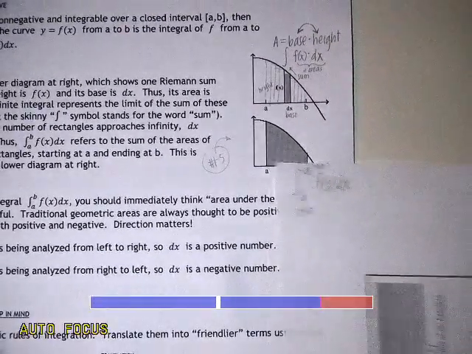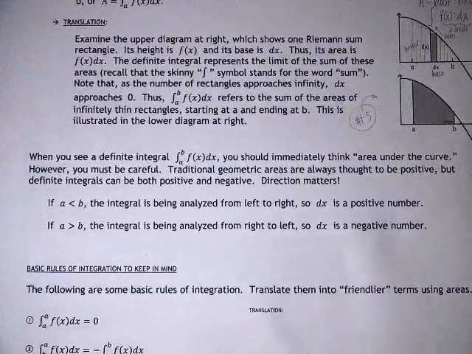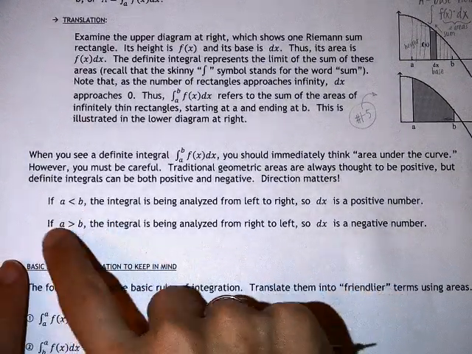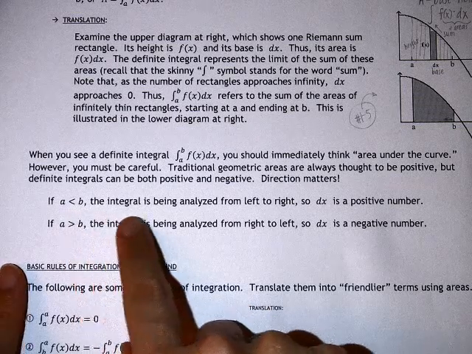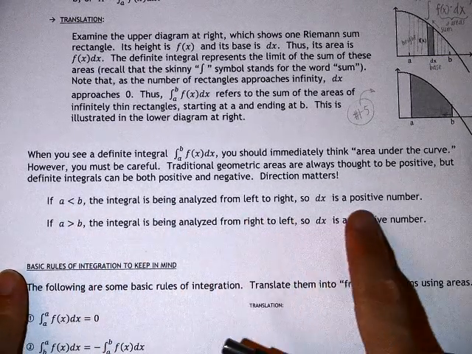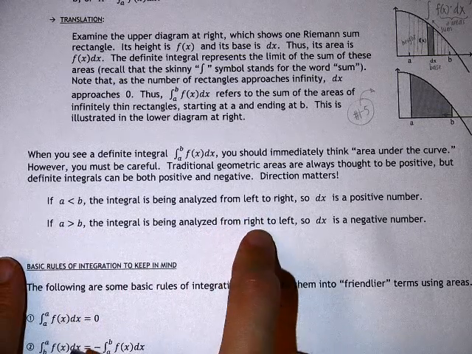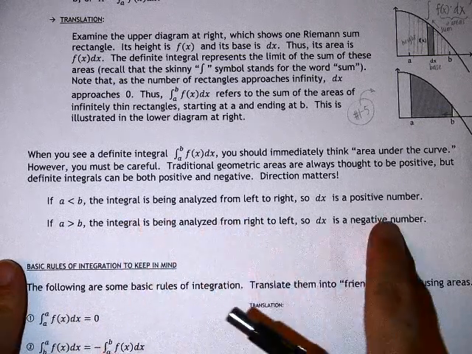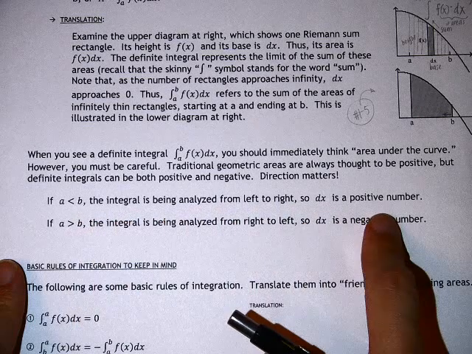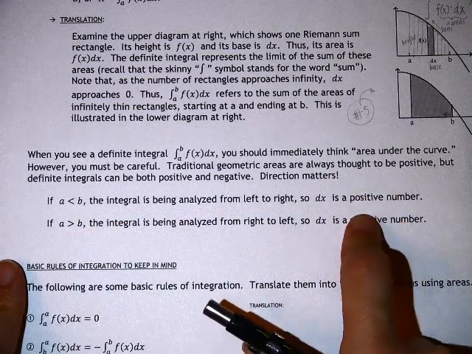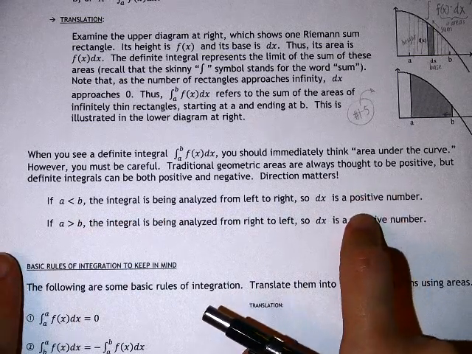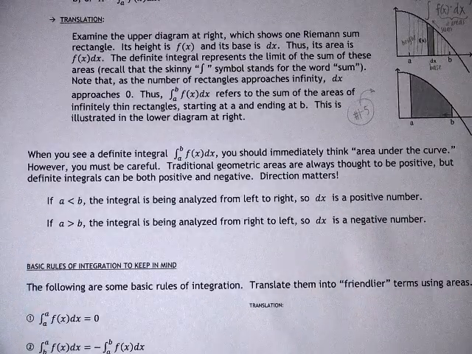Now, that's summarized here in these little bullet points. If a is less than b, the integral is being analyzed from left to right, so dx is positive. If a is greater than b, that's basically just saying pay attention to direction. There's really no need to formalize this in any specific way. Just make sure that you're thinking about paying attention to the direction. Now, on to the rules.